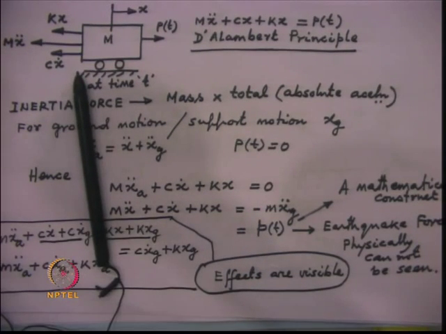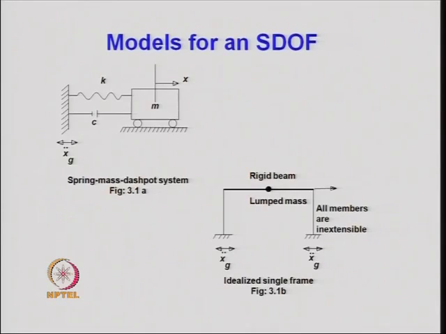Now, when there is a support movement, then the equation is slightly modified. Let us see how it does get modified. Let us consider this portal frame. The beam here is a rigid beam, and at the center of the beam the mass of the entire system is lumped. There is a sway movement of the frame.